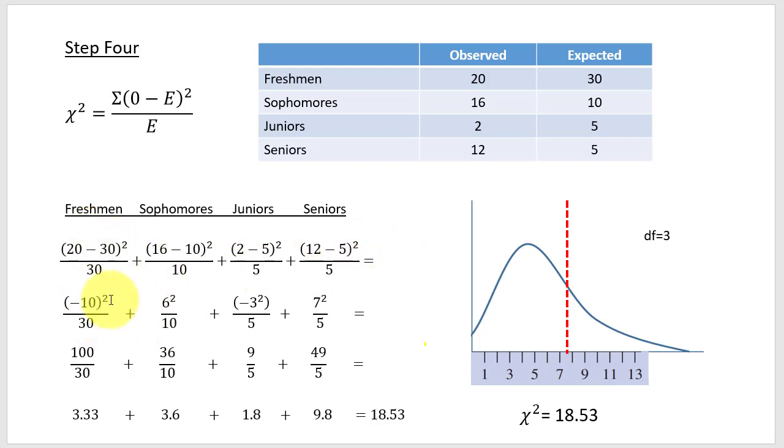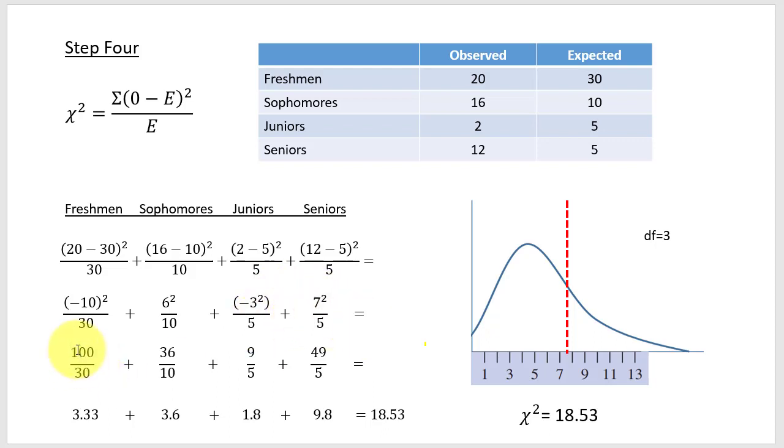Going down to the next line, we do a little bit of the math. So 20 minus 30 is negative 10 squared over 30, plus 16 minus 10, which is 6 squared over 10. 2 minus 5 is negative 3 squared over, that should be outside the parentheses. I'm not going to worry about it though. Negative 3 squared over 5, and then 7 squared over 5.